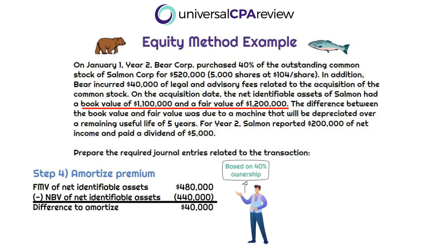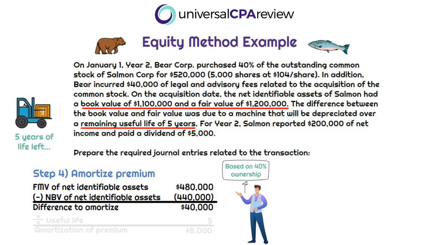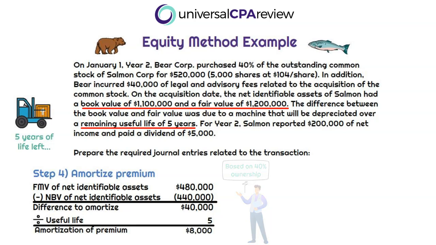So if we multiply all of that by 40%, then we get what we see in the table here, which means the fair market value of net identifiable assets was $480,000 for Bear share. The net book value of 40% would be $440,000. That results in a difference to amortize of $40,000. Remember, it was related to a machine that had an estimated remaining useful life of 5 years. So each year, the amortization of that premium is going to be $8,000.